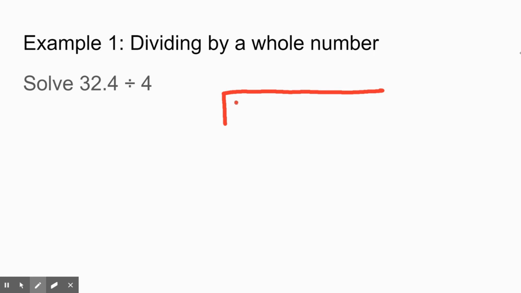So our dividend is 32.4. And our divisor is 4. Remember, the dividend always goes on the inside. The divisor always goes on the outside. We also have our decimal point here, and we're just going to put it right above where it is currently. So it's going to be right there.